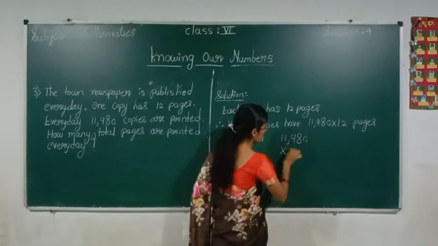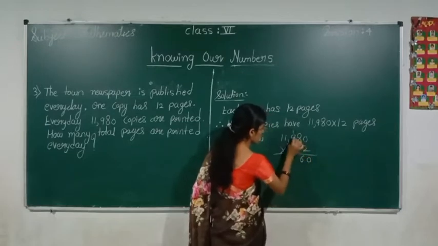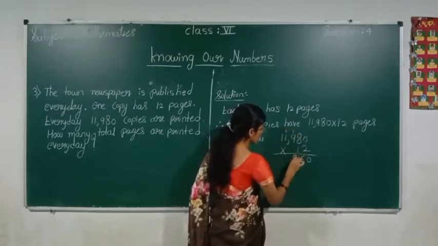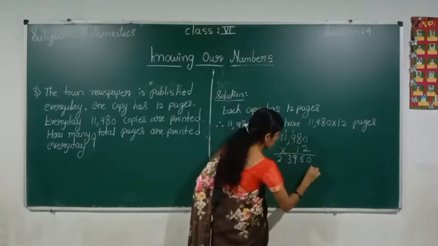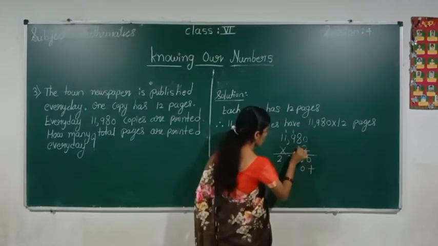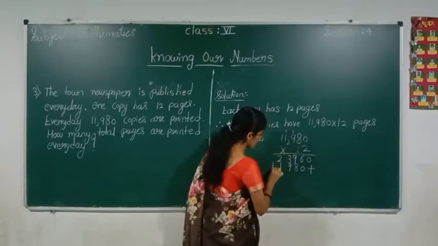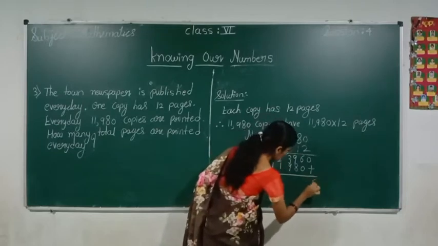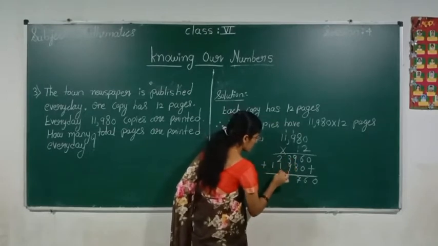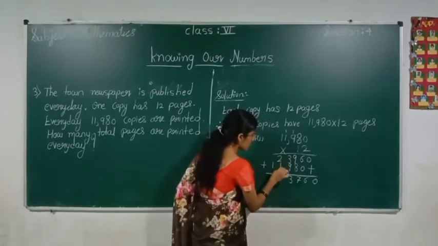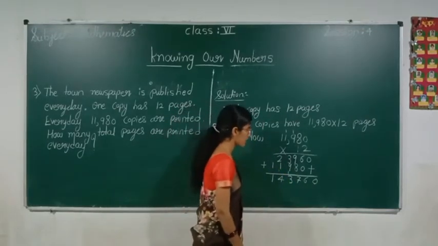11,980 into 12. 2 zeros are 0, 2 8s are 16, 2 9s are 18, 18 plus 1 is 19, 2 1s are 2, 2 plus 1 is 3, 2 1s are 2. Here it will become 1 zeros are 0, 1 8s are 8, 1 9s are 9, 1 1s are 1, 1 1s are 1. What is the total answer? 6. 8 plus 9 is 17. 9 plus 1 is 10. 10 plus 3 is 13. 2 plus 1 is 3. 3 plus 1 is 4. Here 1. What can we tell here?